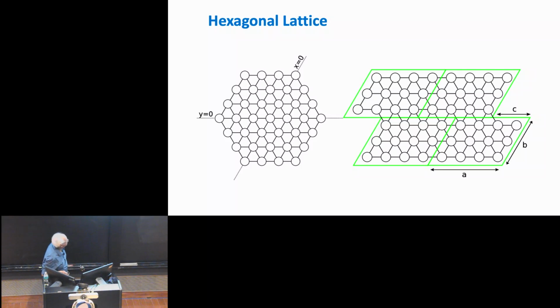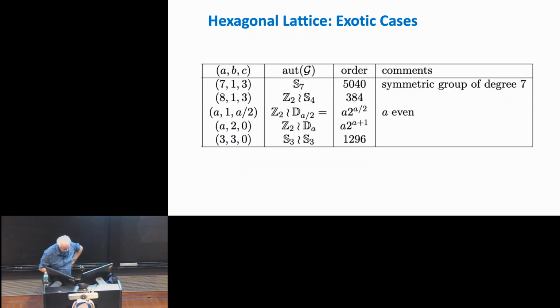And you can play the same game for the hexagonal lattice, but now your basic tiles are parallelograms with 60-degree angles in them. You've got 3 parameters again to define the tiling. And the theorem is that the exotic cases are, again, 2 infinite families and 3 others.